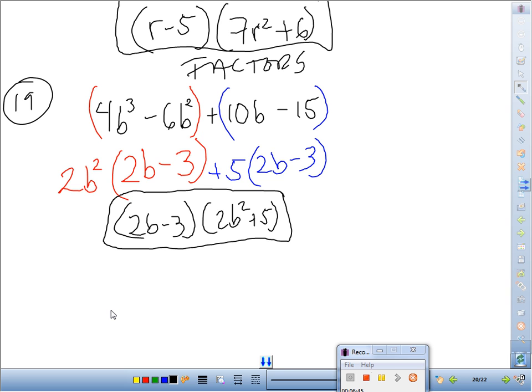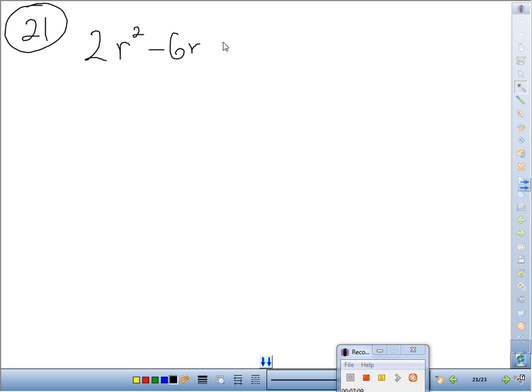And if you got that by yourself. Okay? A little bit better? Yes? Okay. However, when we get to 21, this is where some of you had a difficulty with. Here it goes. For number 21, they give us 2r to the second minus 6r plus 12 minus 4r.